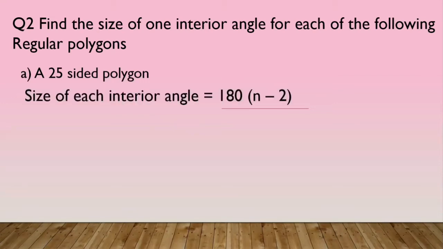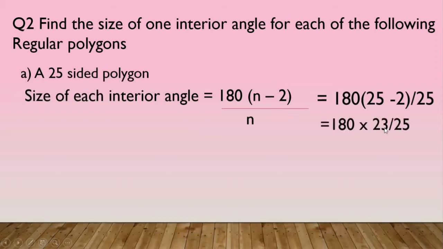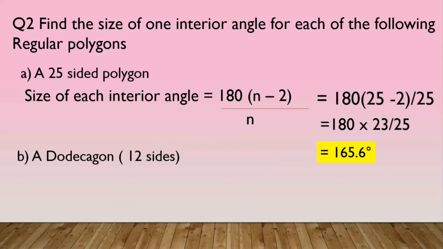Size of each interior angle, we know that it is the sum of interior angles divided by n, that is 180 into n minus 2 divided by n, where n is the number of sides. We substitute the value here: 180 times 25 minus 2, divided by 25. So 25 minus 2, which is 23, divided by 25. On simplifying this, each interior angle of a polygon having 25 sides is going to be 165.6 degrees. This question I have taken from your IGCSE book. Do watch it. Another question, children, you will be doing yourself.